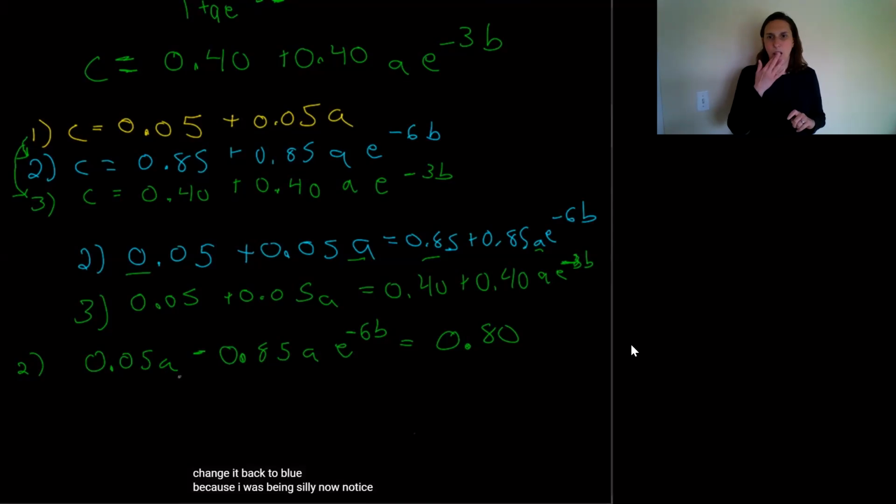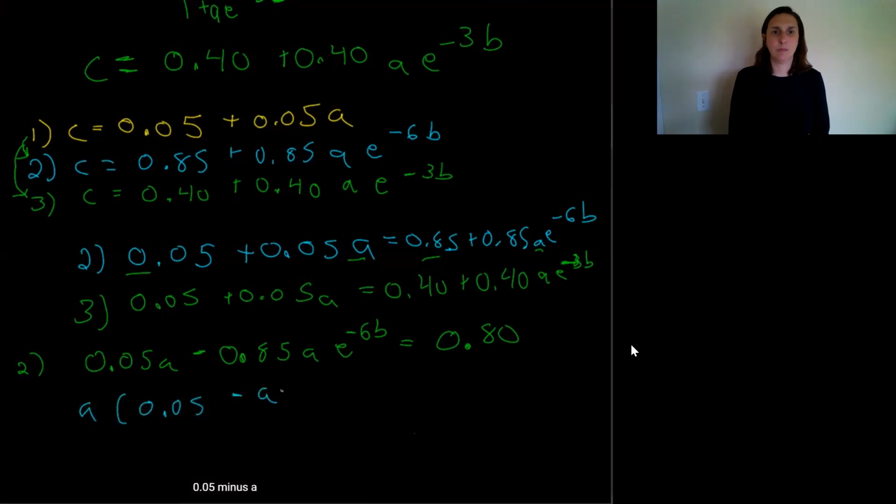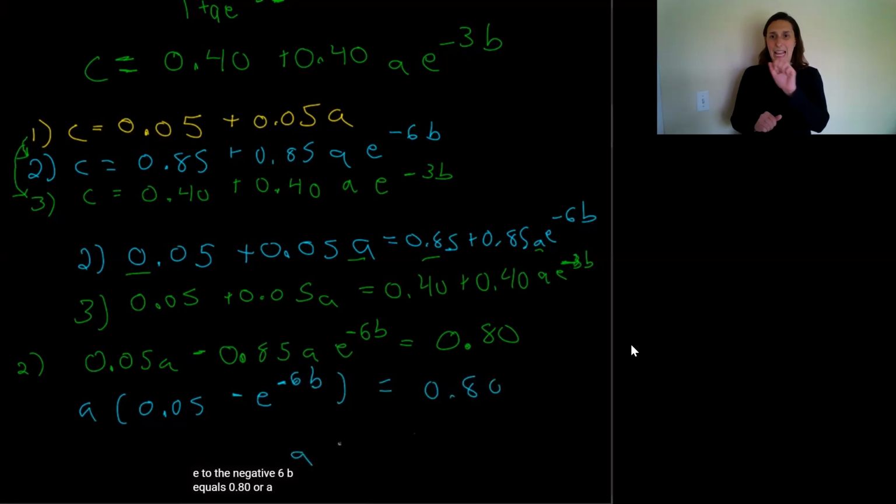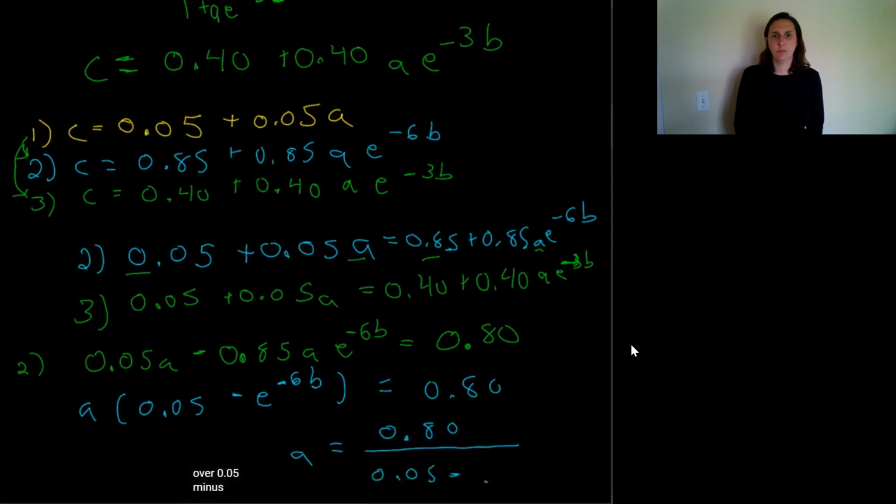Now notice both of these have an A in them, so I can pull out an A. 0.05 minus A. Whoops, I pulled out the A. e to the negative 6b equals 0.80, where A is equal to 0.80 over 0.05 minus e to the negative 6b. So I manipulated equation 2 so that I have a term for A.